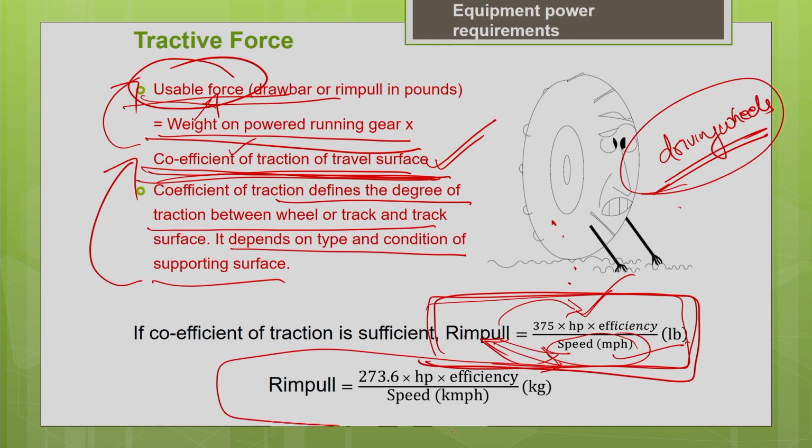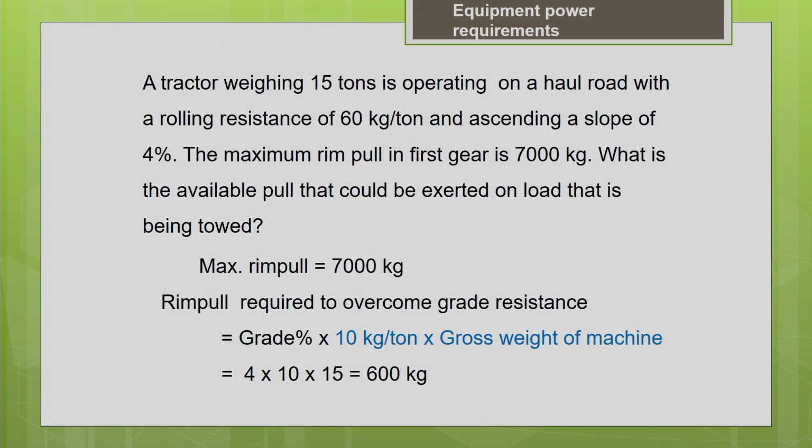In SI units, you can use this relationship: 273.6 times horsepower times efficiency. Efficiency will vary from 80 to 85%, so you can assume the value. For the SI units, you take the speed in kilometers per hour. Here we are taking the speed in miles per hour and you get the rim pull in pounds. Here you get the rim pull in kg, because you are substituting the speed in kilometers per hour. So, note that.